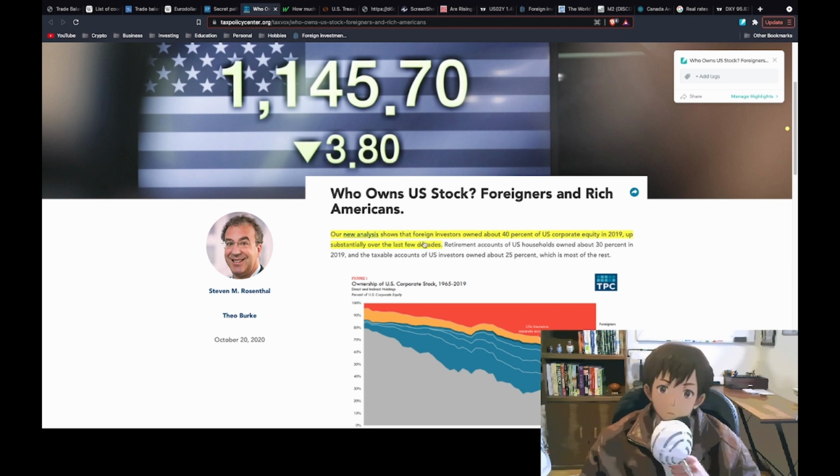So our new analysis shows that foreign investors owned about 40% of U.S. corporate equity in 2019, up substantially over the last few decades. So that's 40% in 2019. And you can see from our trade deficit data that we looked at, the trade deficit doubled from 2019 to 2020. So that means that foreigners have a lot more money to deploy into foreign assets and foreign direct investments. So while foreign investors owned about 40% of US corporate equities in 2019, the chances are that's a lot higher now in 2022, because you also had the rotation out of treasuries into US mega cap tech stocks. So I actually wouldn't be surprised if it's considerably higher than 40% in 2022.